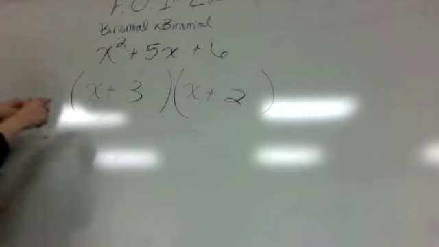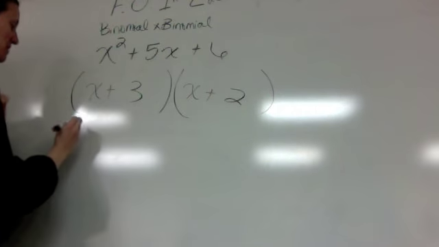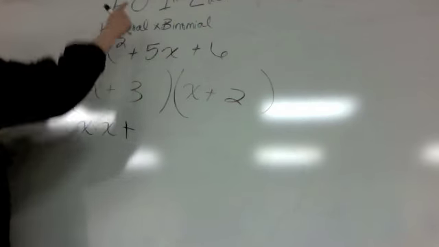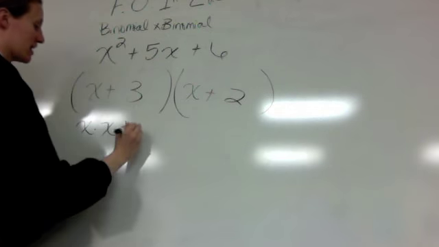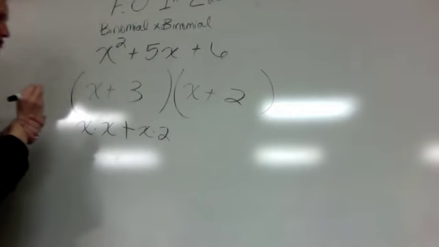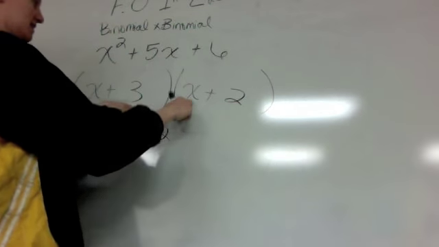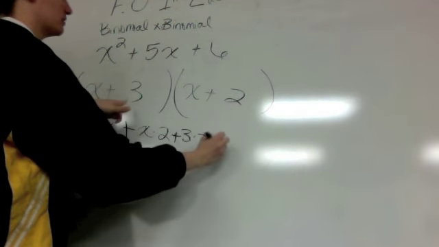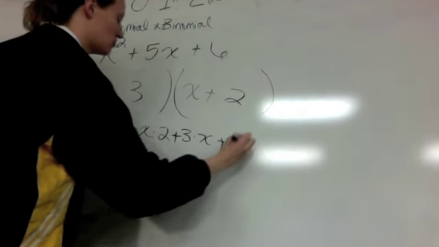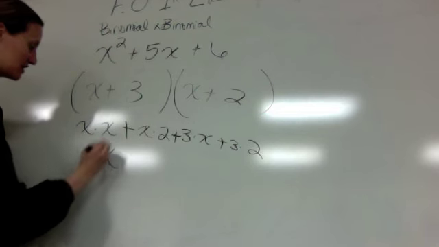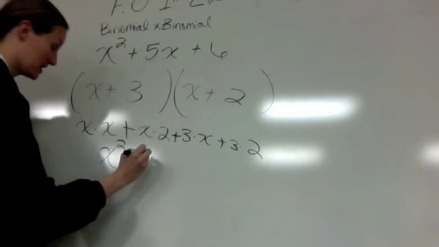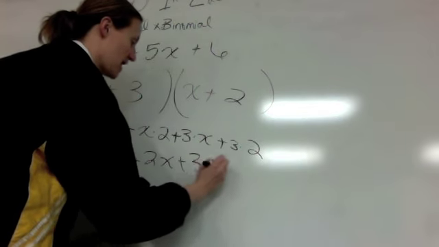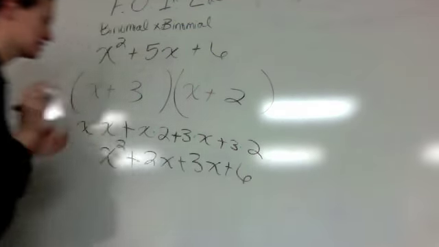So the first thing we're going to do is multiply the first, which is going to become x times x, plus, now we'll do the outsides. The outsides are x and 2, so we would take x times 2. Then we will do the insides, 3 times x. And finally, we'll do the last, 3 times 2. x times x is x squared. x times 2 is 2x. 3 times x is 3x. And 3 times 2 is 6.